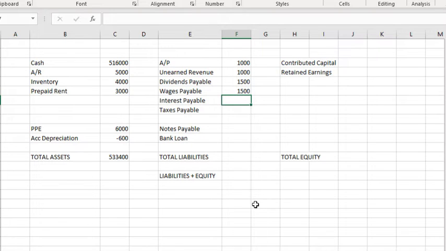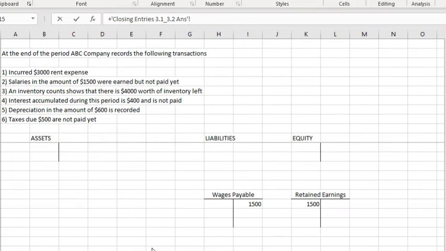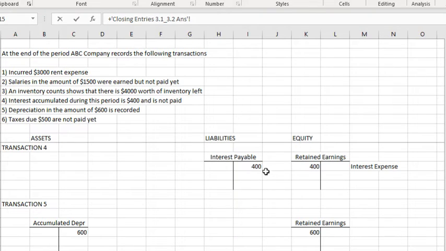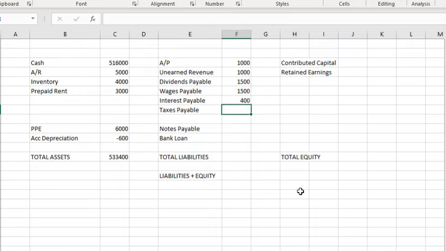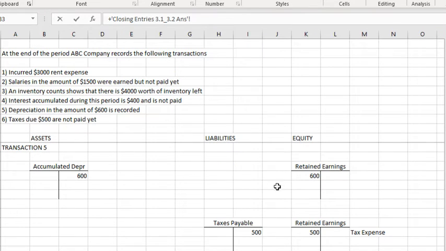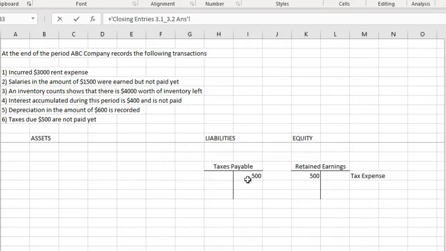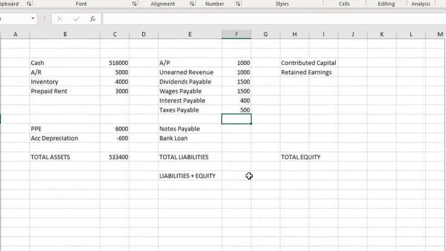Next one we have is interest payable. We are going to find that in the closing entries as well. Interest was accumulated, we recognize it, but we haven't paid it yet, so it's going to become a liability. Same here with the taxes. We calculate we owe taxes, but we haven't paid the IRS yet, so we are going to record taxes payable too.